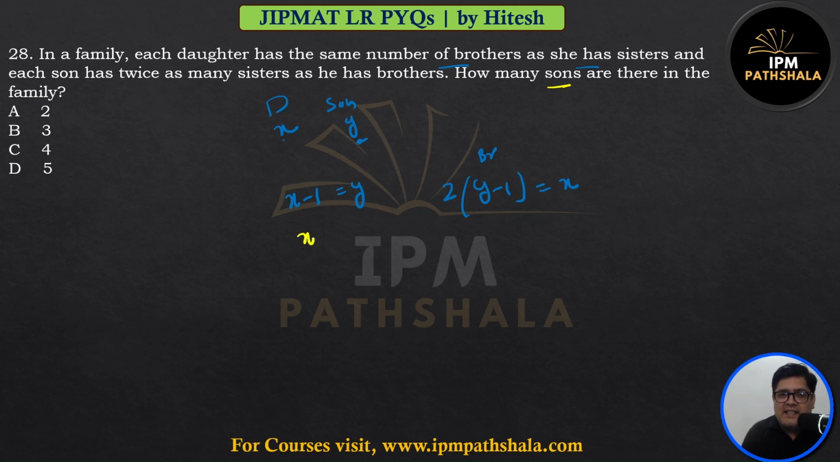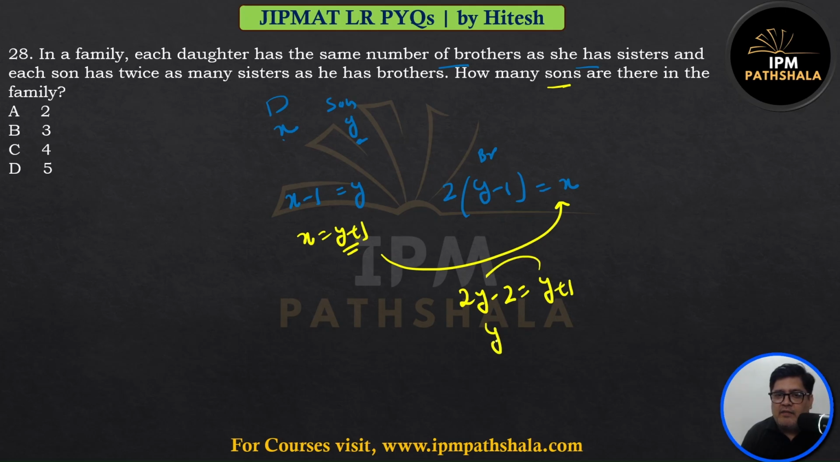Can I write this as X is equal to Y plus 1? I will bring it here. 2Y minus 2 is equal to Y plus 1. I'll bring it here. Y is equal to 3. This will be added here. There are 3 boys in the family.